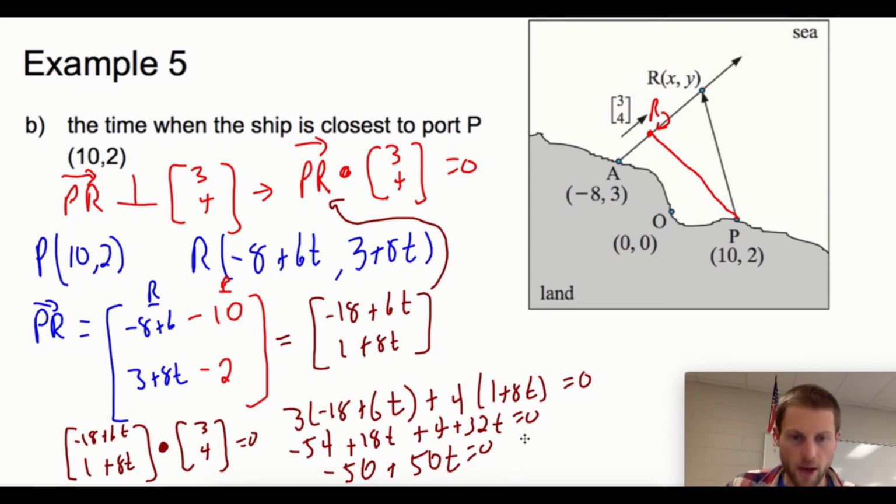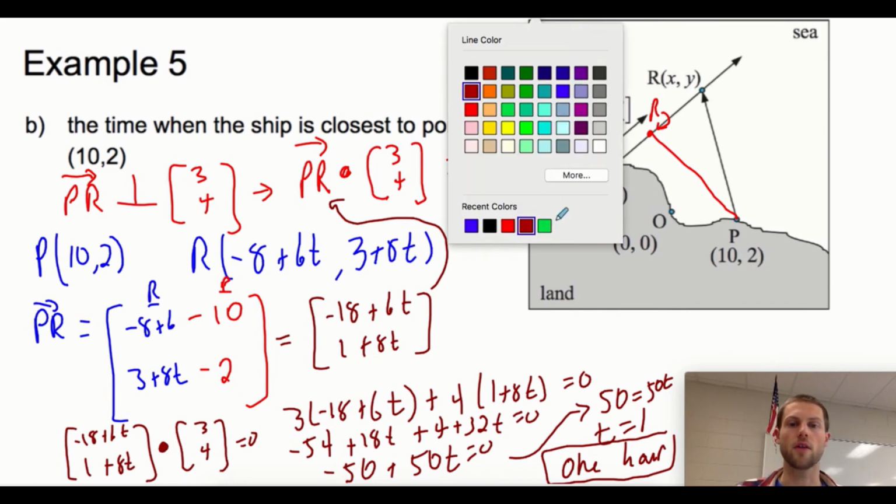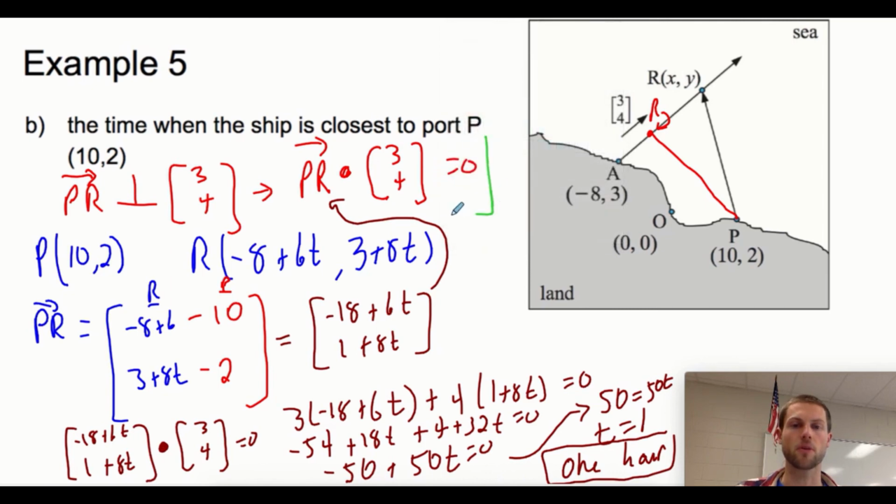And see, I think I have just enough room to squeeze this out. This is going to turn out to be 50 equals 50t. So t equals 1. What does that mean? 1 hour after leaving point A is when I'm closest to the port P. Whew, that's a lot of work. So make sure that you kind of rewatch this if you need to. But this all kind of hinges on the fact that the dot product of perpendicular vectors is equal to 0.